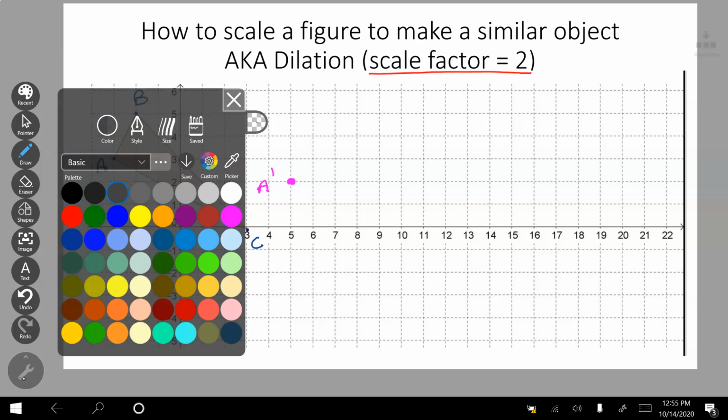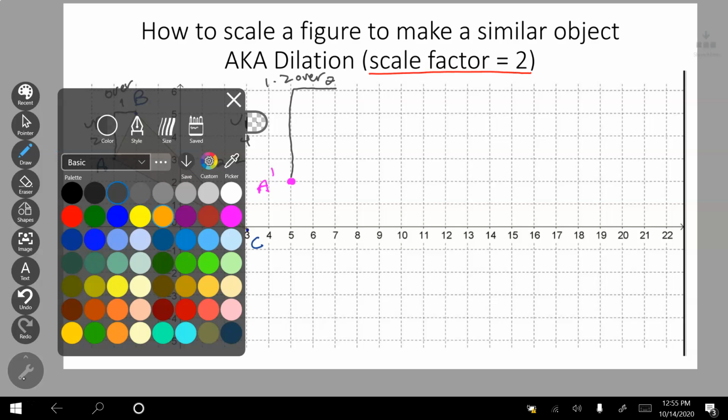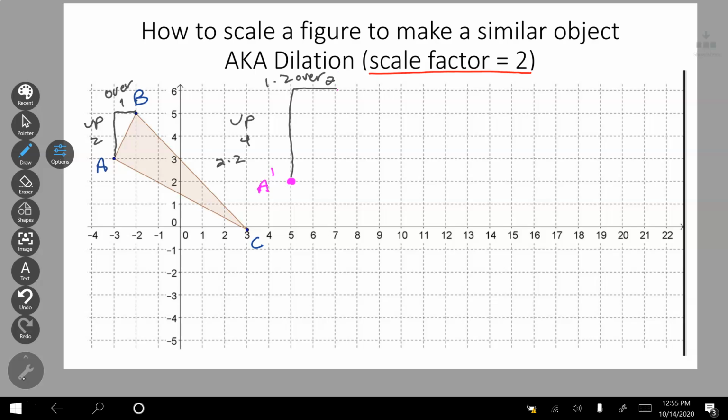So what we're going to do, we're going to count squares. If I go from here to here, it's up 2 and over 1. Since I have a scale factor of 2, when I come over here, I'm going to go up 4 and over 2, based on the fact that I did 2 times 2 and 1 times 2. So my new point here is this point, and this is B prime.